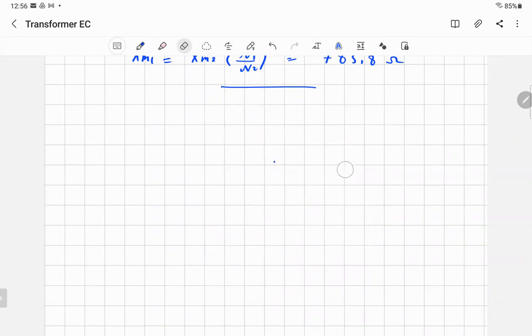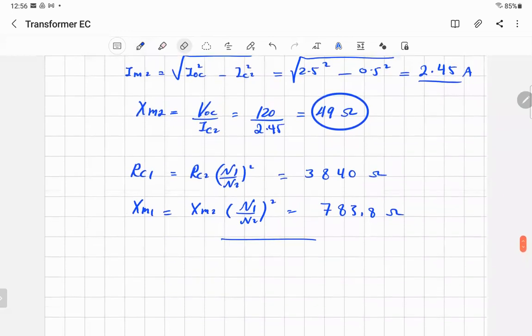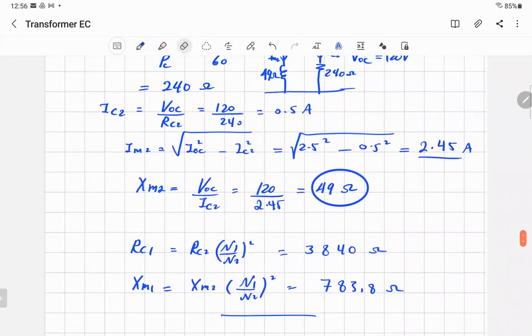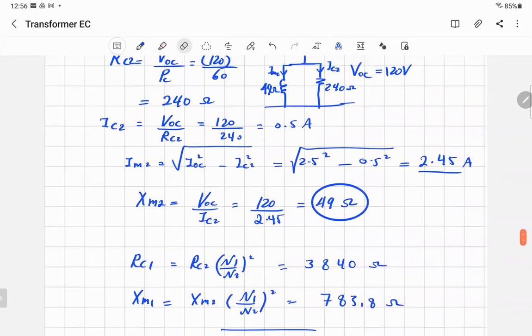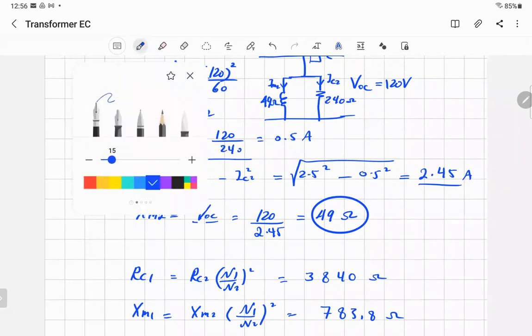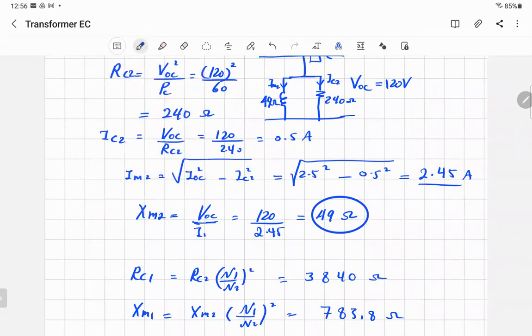So now we know how to find the magnetizing branch on either side. For the value XM2, is this supposed to be the V open circuit divided by IM2 instead of RC2? Oh yeah, you're right. That's right. We divide by the current IM2. Yes, absolutely right, and even I wrote the value. Okay. All right. Thank you.